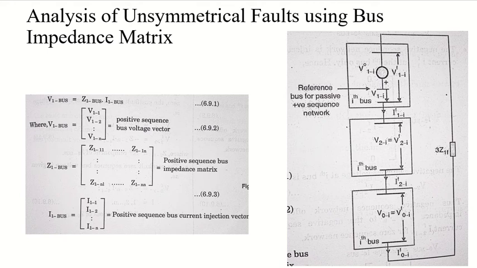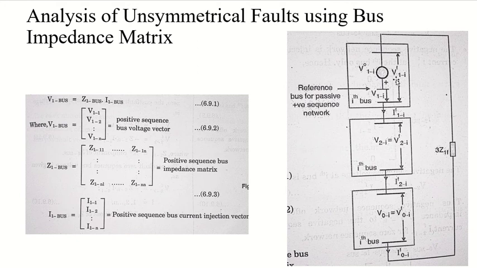So let's consider we are taking n number of buses in my system, and there is an LG fault occurring at my ith bus. Whenever we draw the connection, it might look like this. We are having a fault at the ith bus, LG fault.